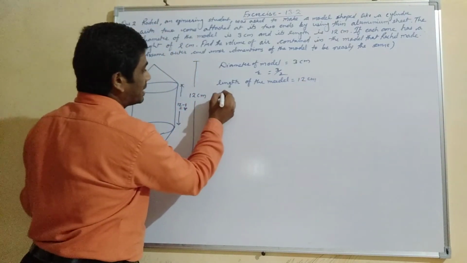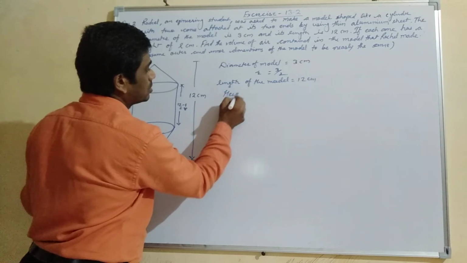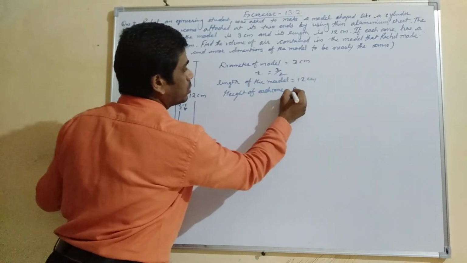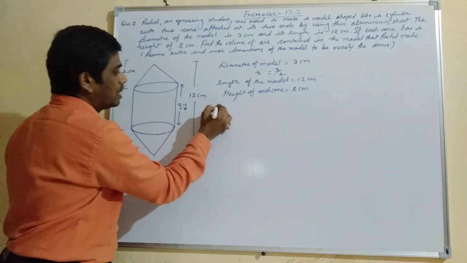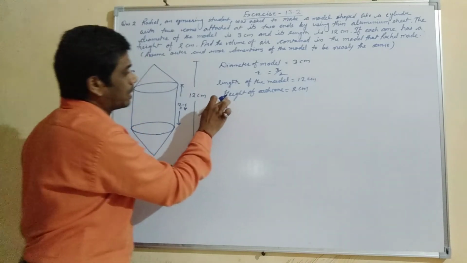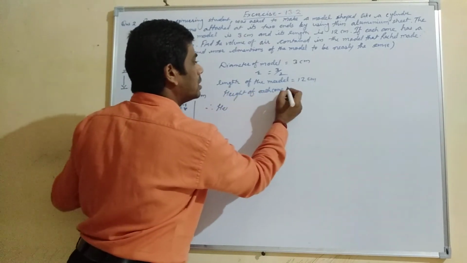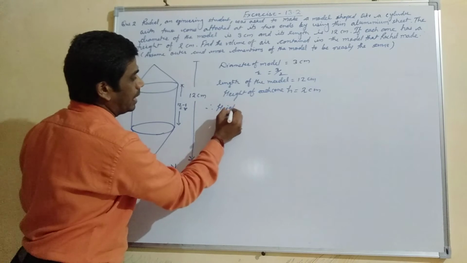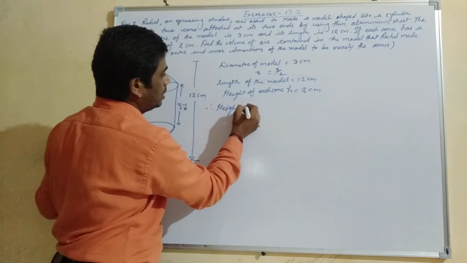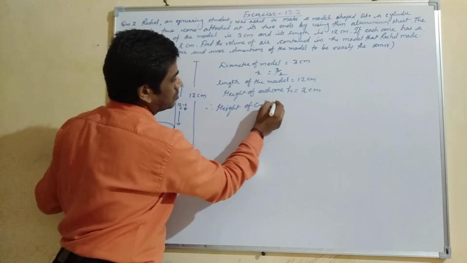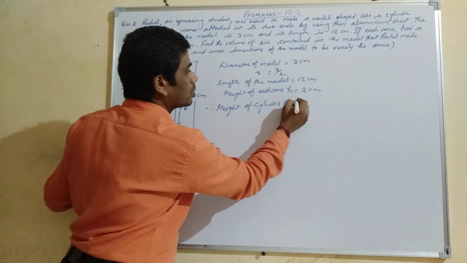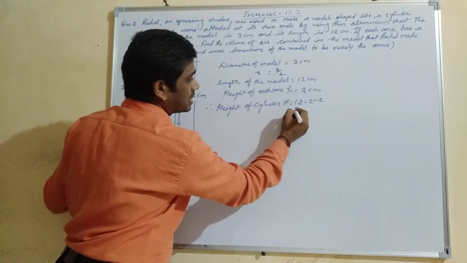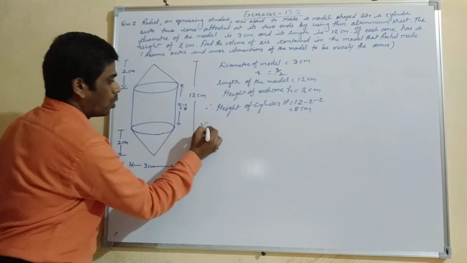And the height of each cone is given as 2 centimeter. We will represent the height of the cone with a small h, and the height of the cylinder we will take as capital H. The height of the cylinder will be 12 minus 2 minus 2, which means 12 minus 4, it will be 8 centimeter.